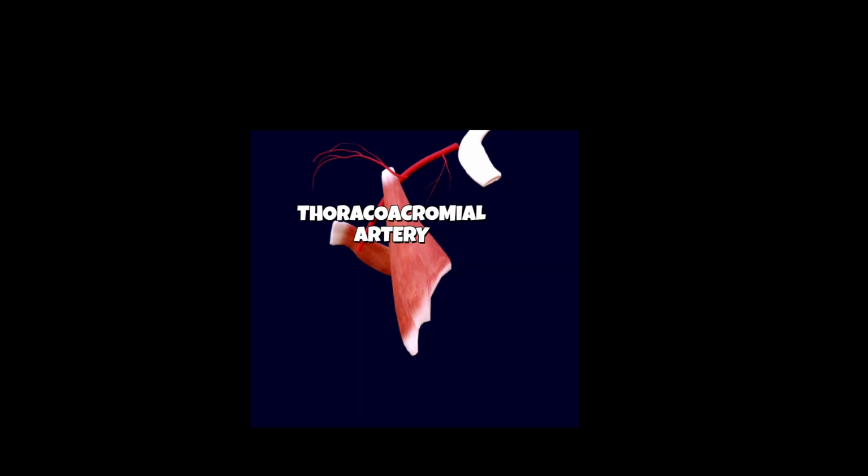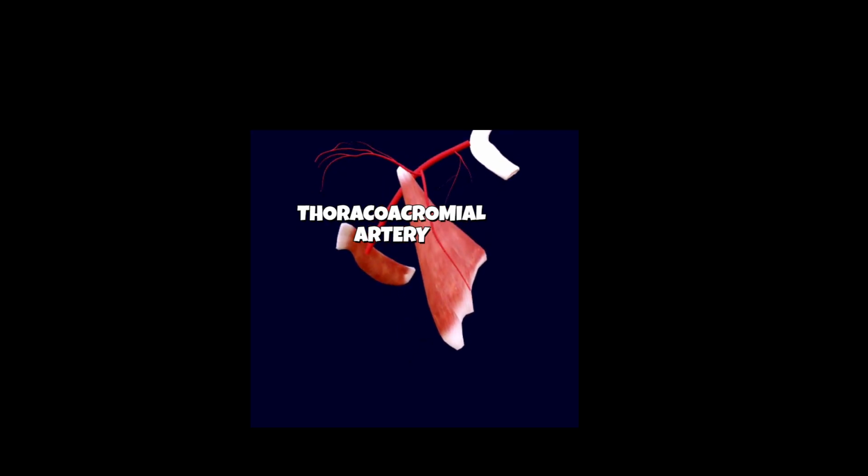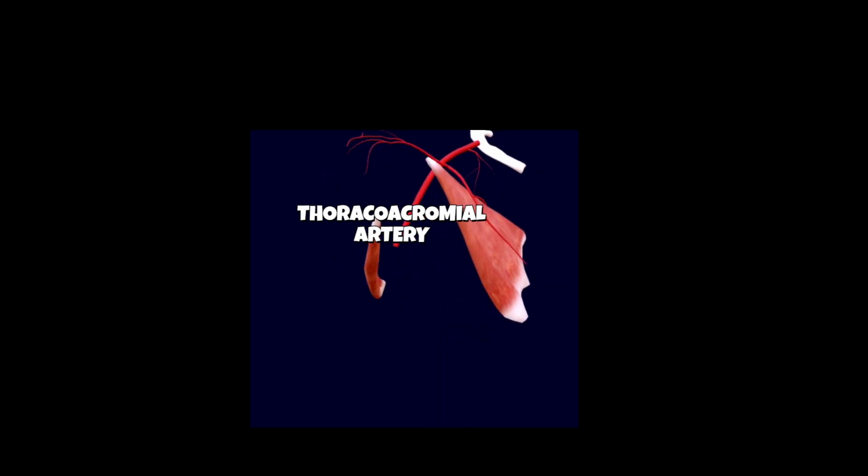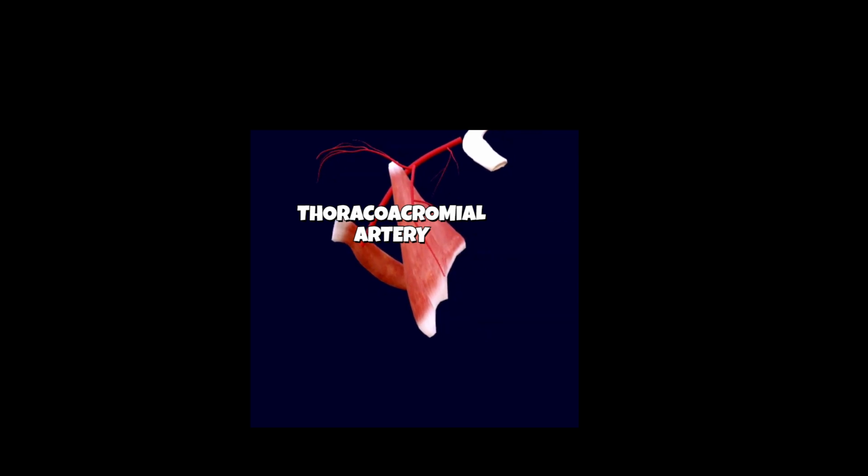Now, the thoracoacromial artery originates from the anterior surface of the second part of the axillary artery, just posterior to the superior margin of pectoralis minor, curves around the upper border of pectoralis minor, pierces the clavipectoral fascia, and divides almost immediately into 4 branches, which are your pectoral branch, deltoid branch, clavicular branch, and acromial branch.